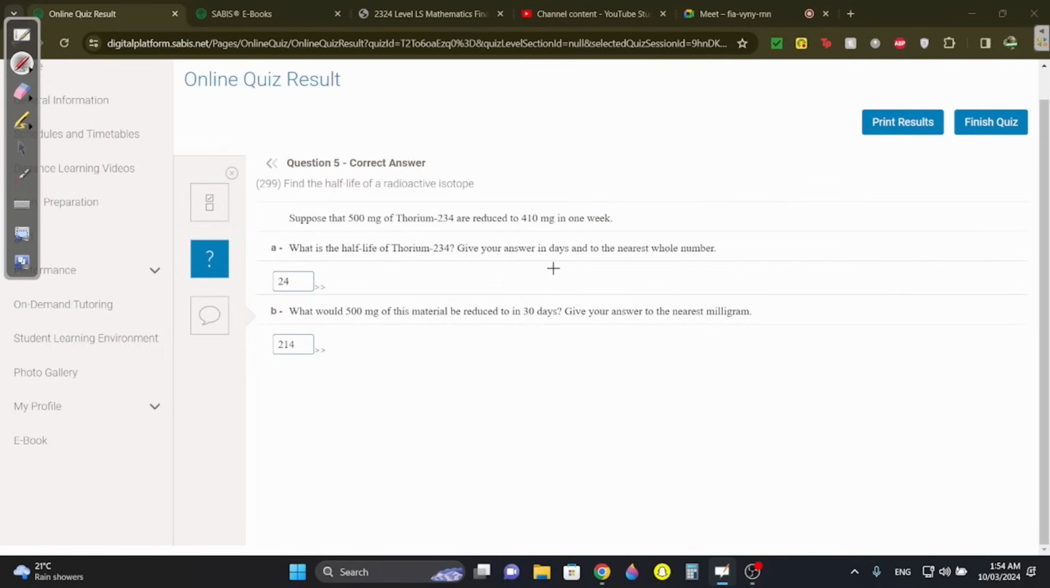Part B. What would 500 milligrams be reduced to in 30 days? We know the rate is 0.02835. Q final equals Q initial, which is 500, times e to the power of minus RT, so 0.02835 times the time, 30. Put this in a calculator. 500 times e to the power of minus 0.02835 times 30. You get 213.6, which is rounded to 214 milligrams.